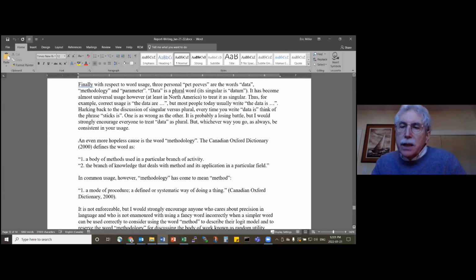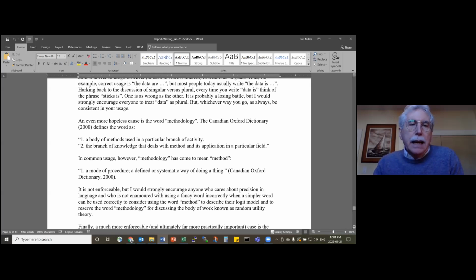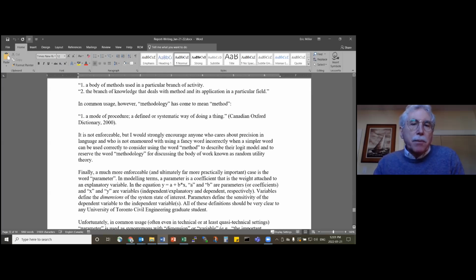Well, maybe you can read this because I've reached the hour and we need to stop. But data, methodology, and parameter are words I think we should be careful with. Data is plural. I've given up on this one. Everybody says data is this, and methodology. Method is the study of methods, not methods. Both of these are Americanisms that have just completely overwhelmed us. But parameter is something I would insist upon.